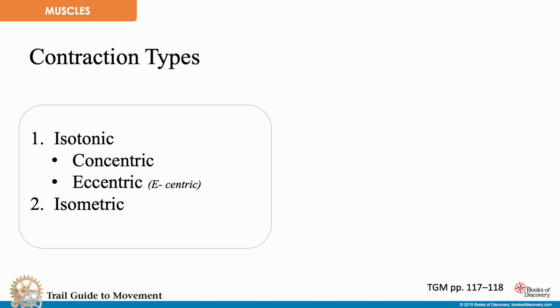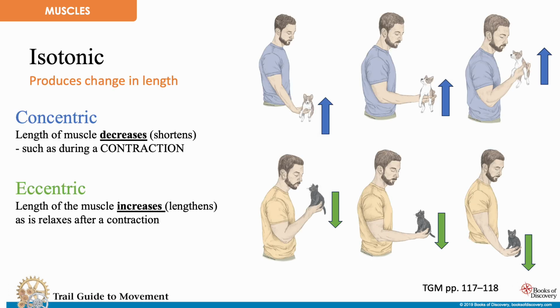Now we're getting into the contraction types. 1, isotonic, which is concentric and eccentric, and then 2, isometric. So we're going to put these terms, concentric and eccentric, into a visual we can actually see. Isotonic means the muscle length is changing while the tension stays the same. So 1, concentric, and that's the lift.